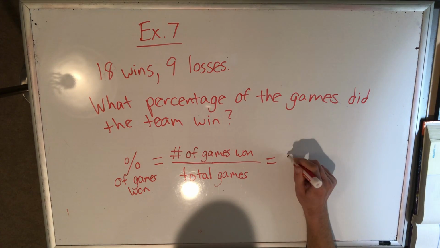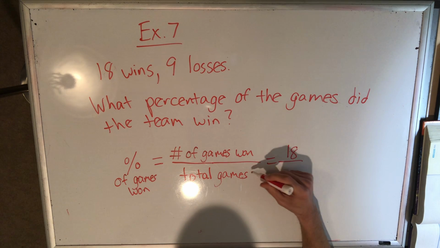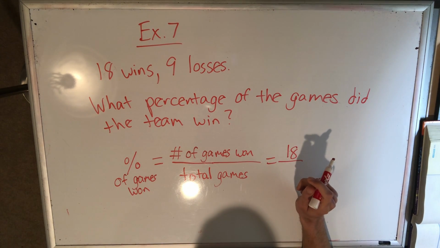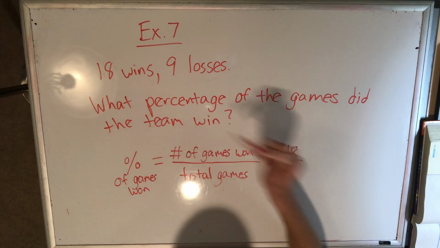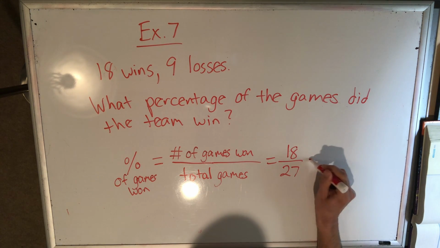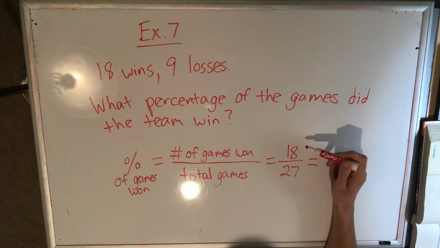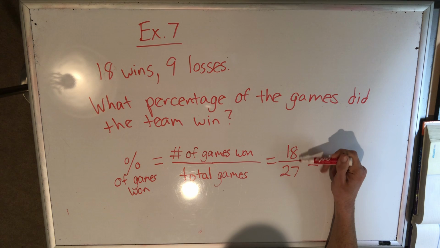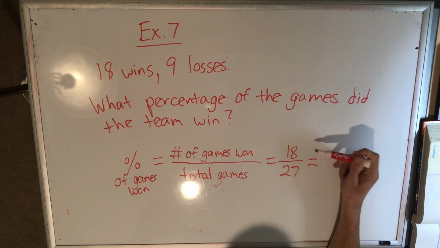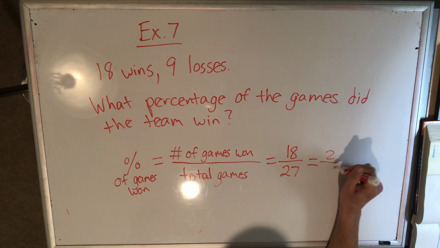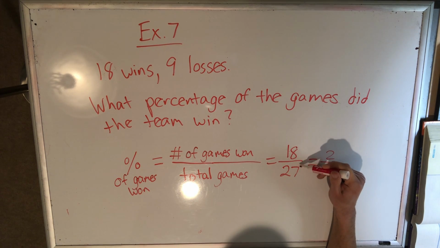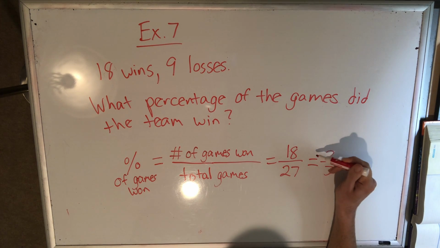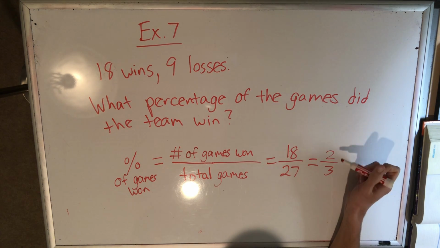So number of games won is 18. The total number of games played is 18 plus 9, which is 27. And we can simplify that by dividing both the top and bottom by their greatest common factor, 9, to get 2/3. So basically I divided 18 over 27 by 9 over 9. 9 divided by 9 is 1, so really I just divided by 1, which does not affect the value. So that's why 2/3 equals 18 over 27.